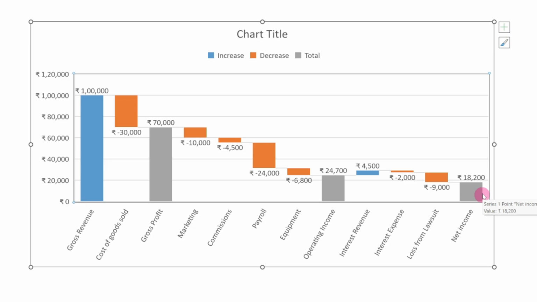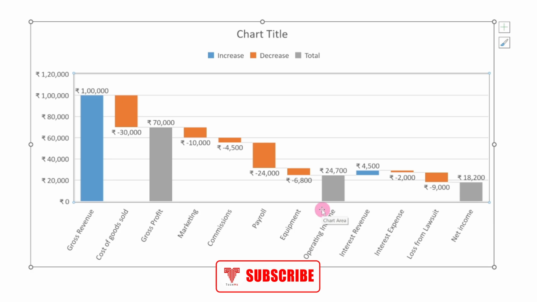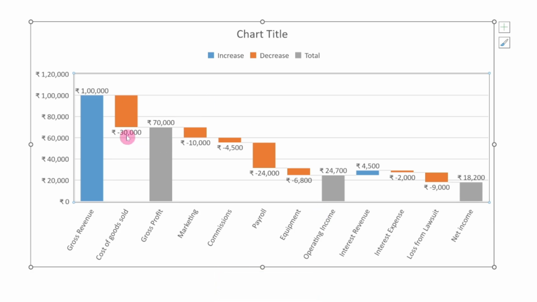So by seeing this graph, if I decide that I have to increase my income, then where do I cut down my expenses? I don't have any other resources to increase my revenue. So the only way to increase my income is by cutting down the expenses. The maximum expense is coming from the cost of goods sold. So if we want to reduce the cost, then we have to explore some other option from where we can buy the raw materials.